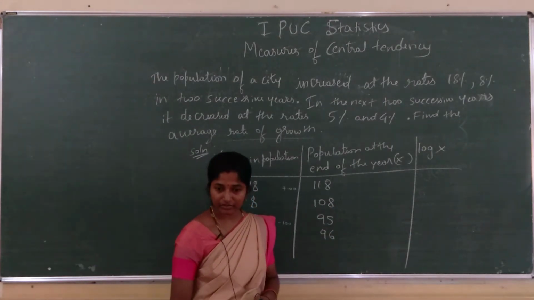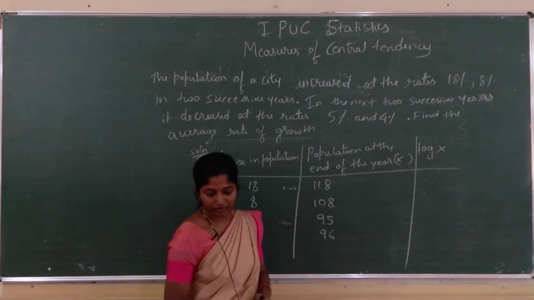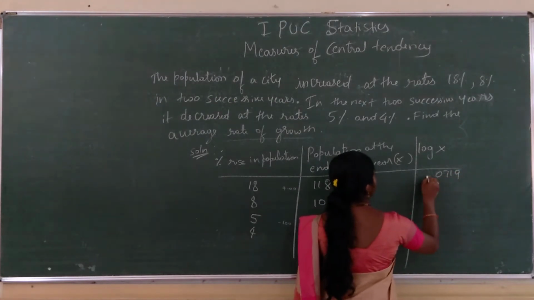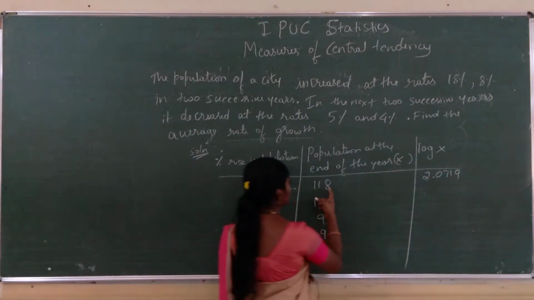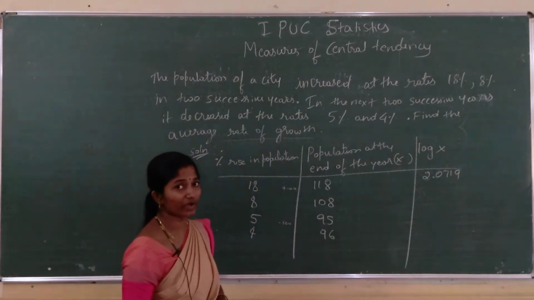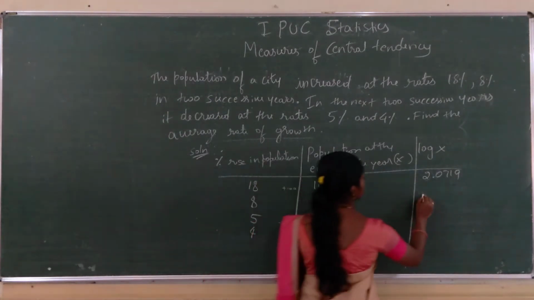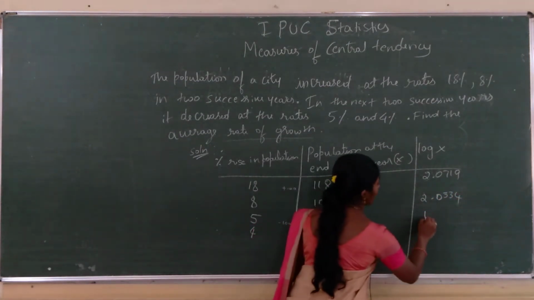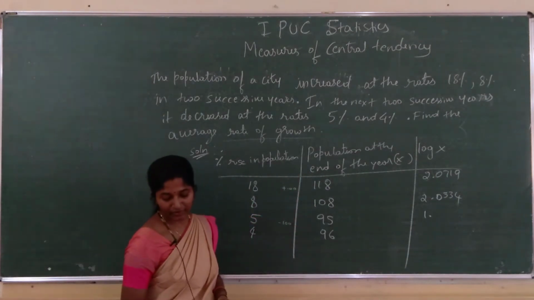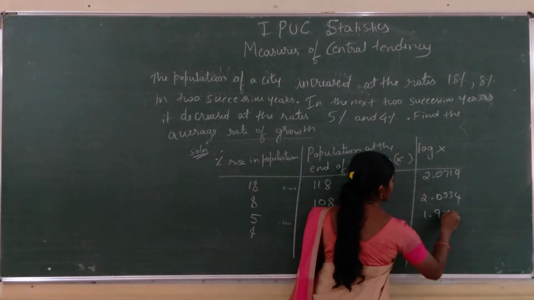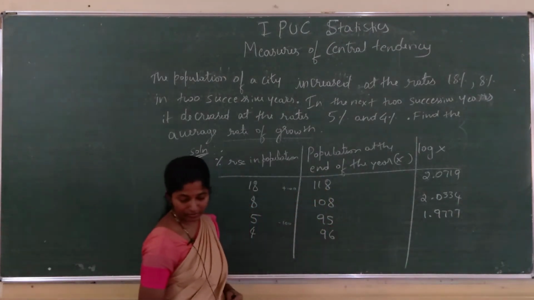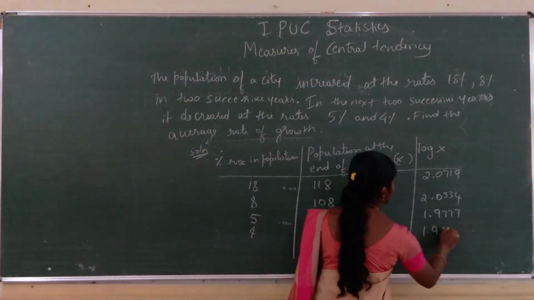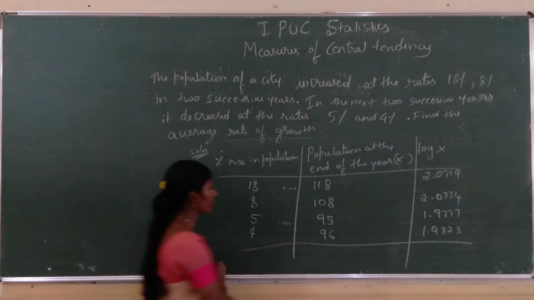In the table, see value 118: 0719. What is the characteristic part? That is 2 point, why? Three digits are given, minus 1, so 2 point. Again 2.0334. Here only 2 digits, so 1 point: 1.9777. Next 1.9823. See what we have done?